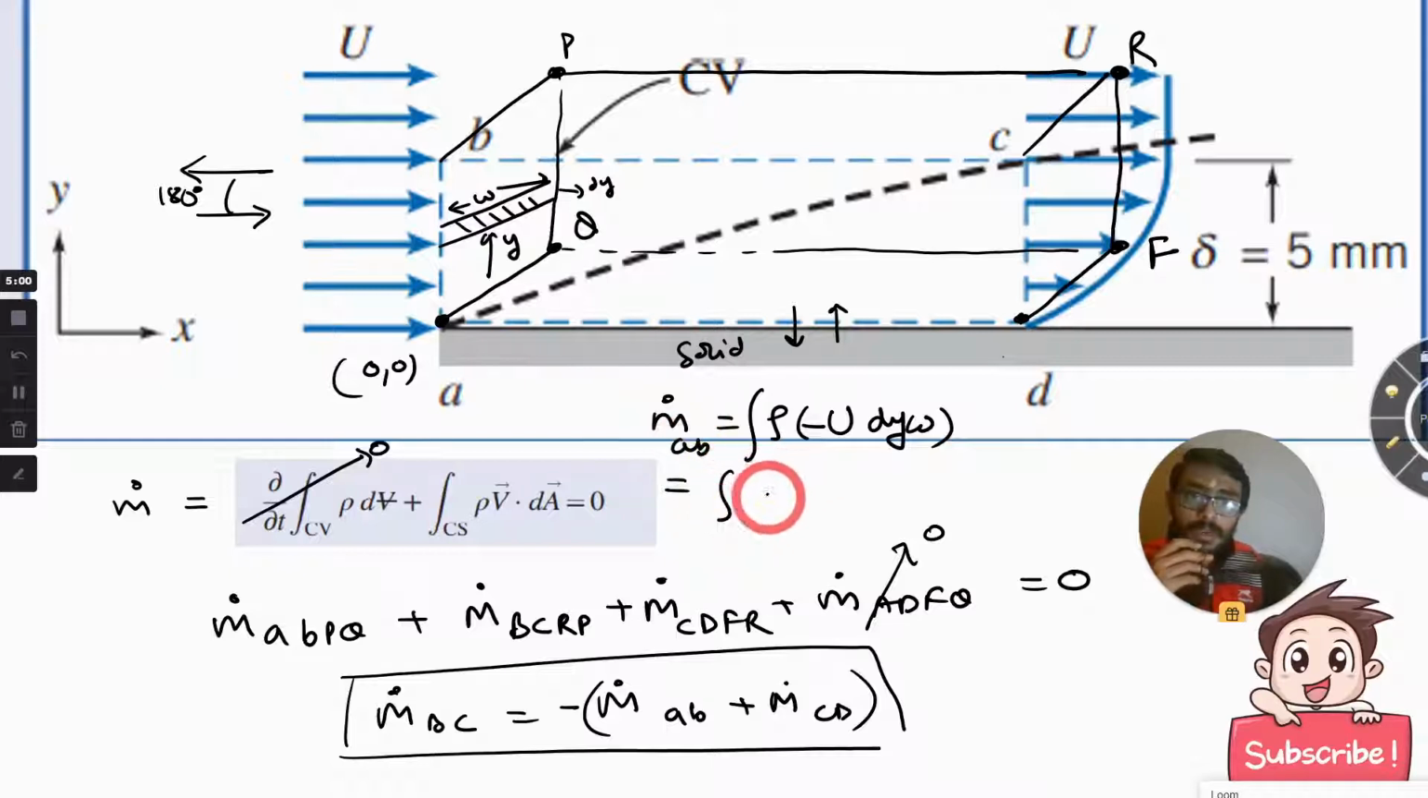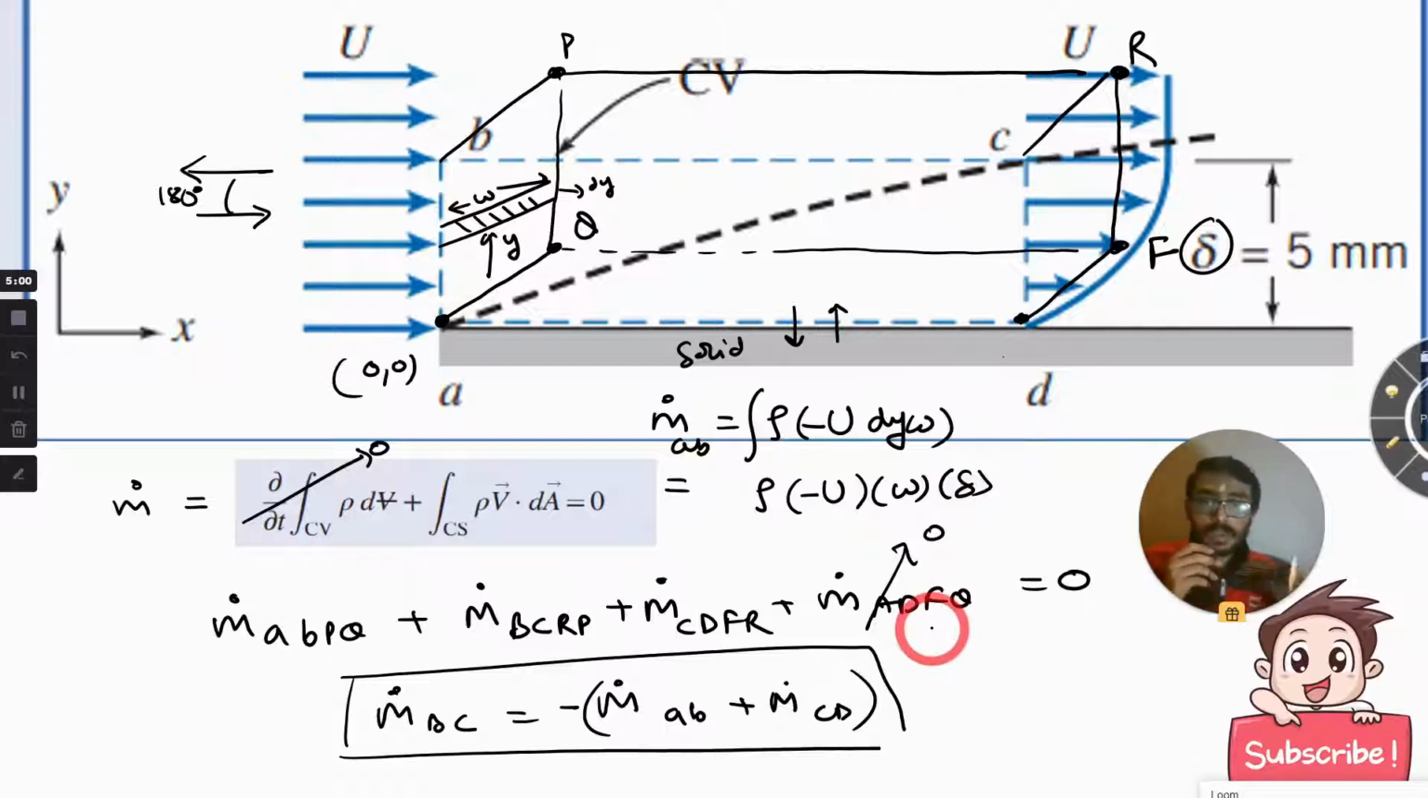So it will be equal to rho times minus u dy into w, and you are integrating with respect to y from A to B, which is nothing but delta, the height of the boundary layer. Fine with that? So now you just have to put the values in. Everything is given to you: density, u, w, and delta are given. I'm not going to put the values in; you can do it by yourself.